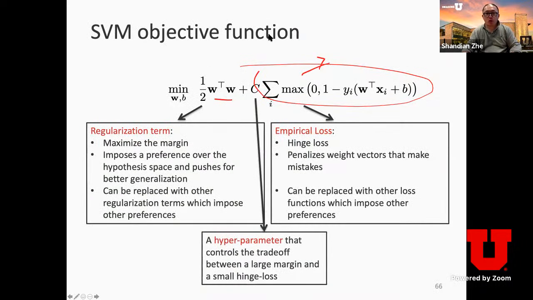Okay, so we have finished the formulation of the SVM objective. Our next step is to discuss how we learn them, how we optimize the objective function. So let us switch to other slides.